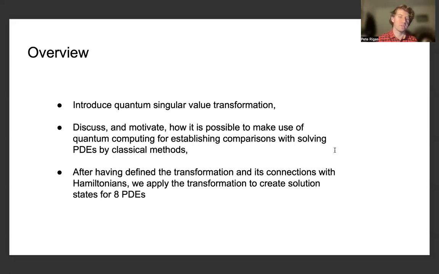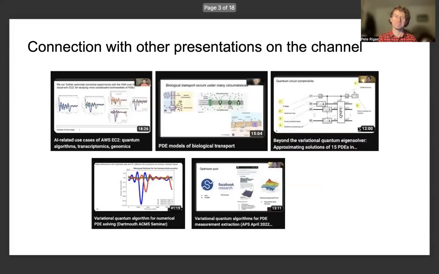And after having determined the transformation and its connection with Hamiltonians and time-evolving Hamiltonians, we'll apply the transformation to create solution states for partial differential equations. And we'll be sketching how the singular value transformation is very similar for a certain class of a couple of partial differential equations at the same time, and then draw the viewer's attention to the ability to apply the singular value transformation, or what we'll abbreviate as the QSVT, quantum singular value transformation, for solving other partial differential equations, which are of a very similar form.